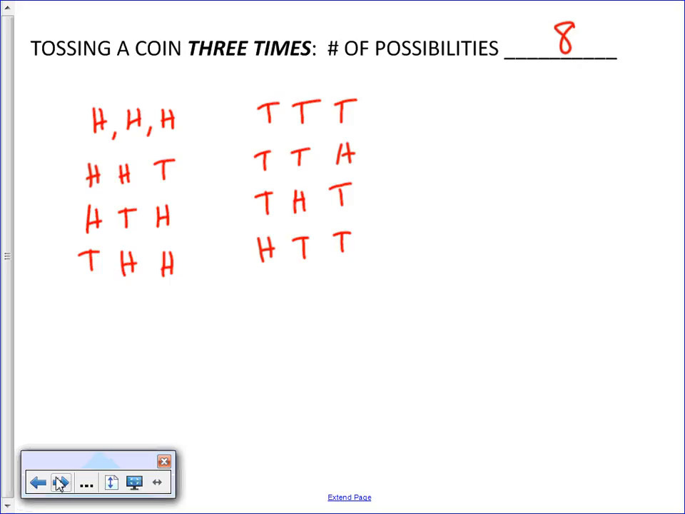For the most part though, I'll only ask you to toss the coin 3 times. You just have to remember it's 8. Last thing, and then we can do some actual math.